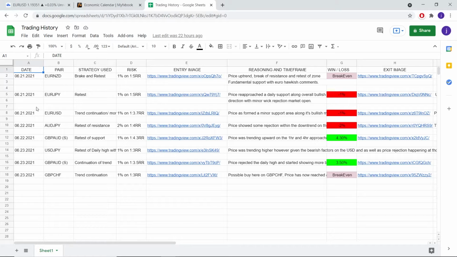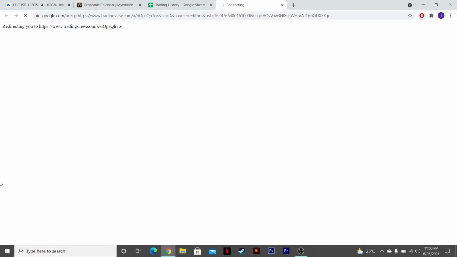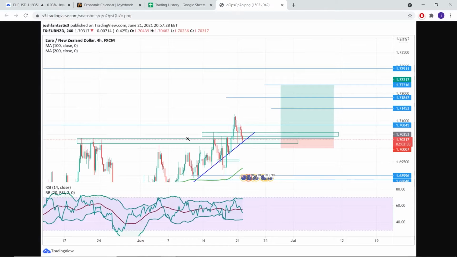Alright guys, so as I said, what we're going to do is look at a little bit of chart analysis from last week's trades, and then we'll talk about some setups that we could take for this upcoming week. Alright, so as you see, starting first, we have Euro NZD on the 21st of this month, June.